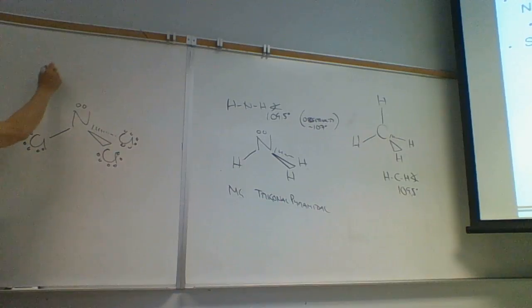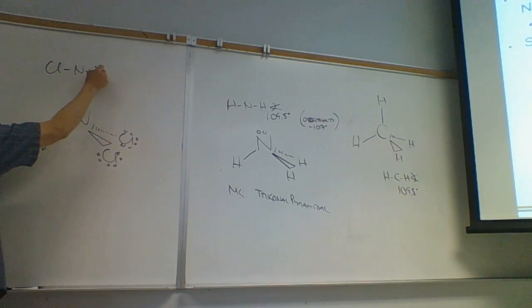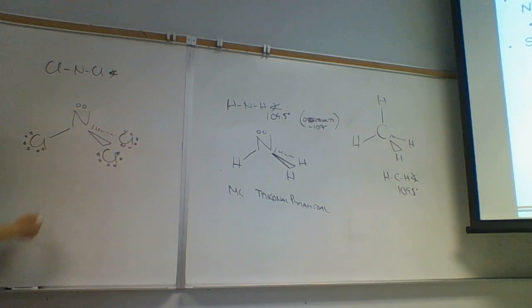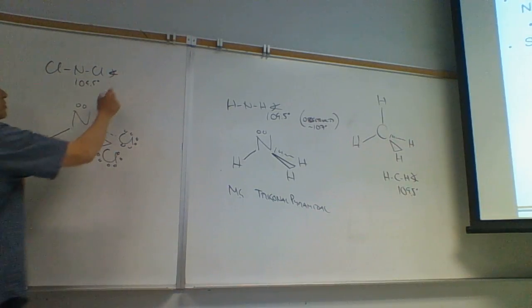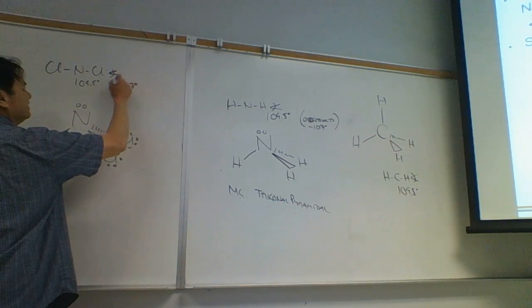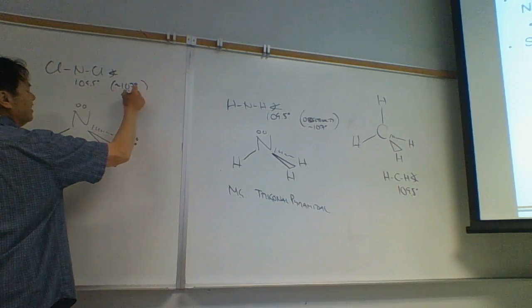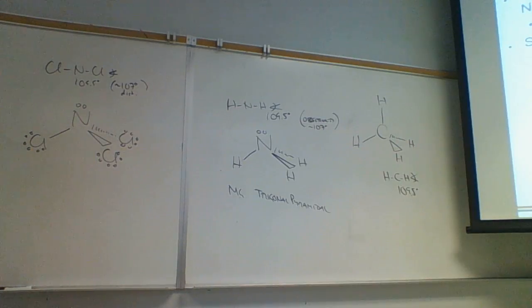What do you predict the Cl-N-Cl angle to be? We predicted it should be 109.5, but maybe distorted. What would you guess for the distortion? Well, 105 is too distorted. It's only one lone pair. So maybe about 107. Distorted due to the lone pair, the lone pair taking up more space than a bonding pair.